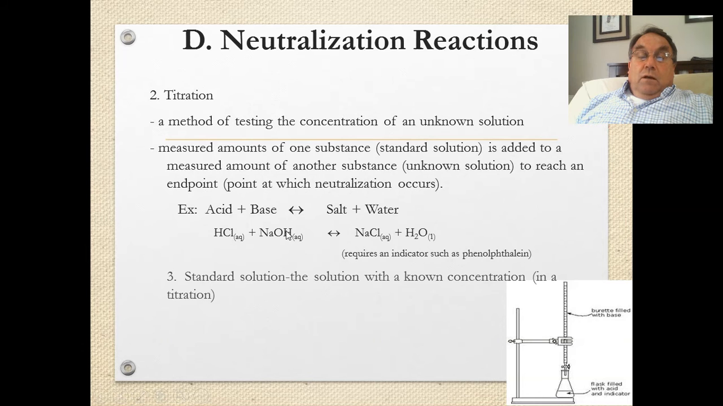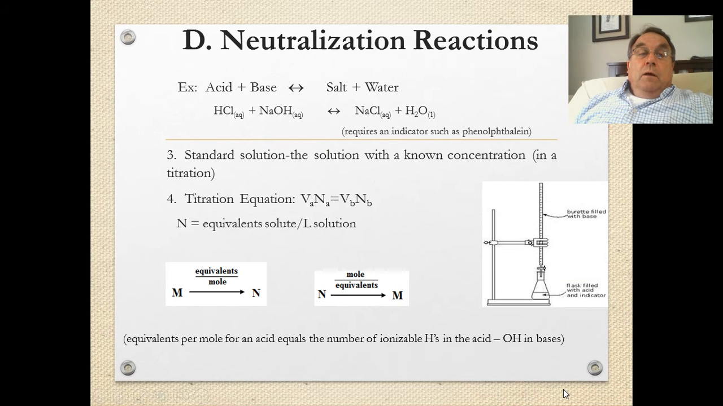So the goal then is to have the ever so slightest faint pink in the end of the neutralization reaction. Now, once again, the standard solution is the solution that we know the concentration for, and the unknown is the solution that we do not know the concentration for. Once you do the titration, then we need an equation to figure out the concentration of the unknown.